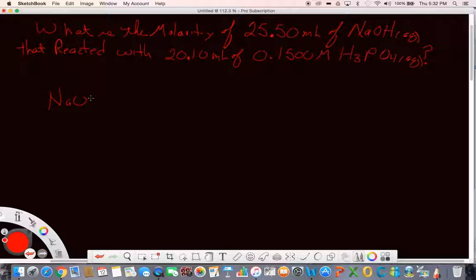So sodium hydroxide reacts with phosphoric acid to give us sodium phosphate. Sodium is +1, phosphate is a 3-, and water. Now we need to balance it with the appropriate coefficients.